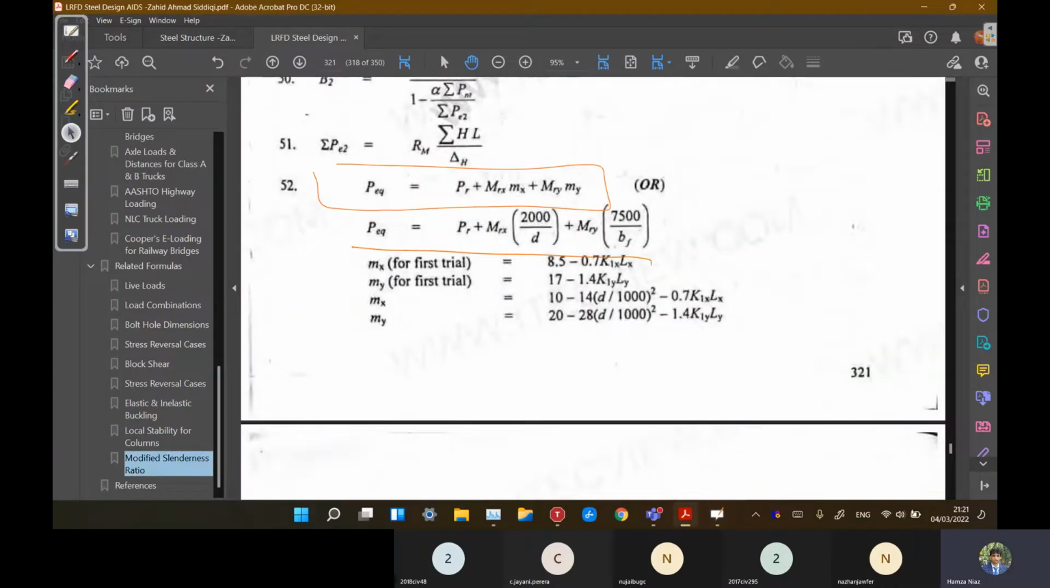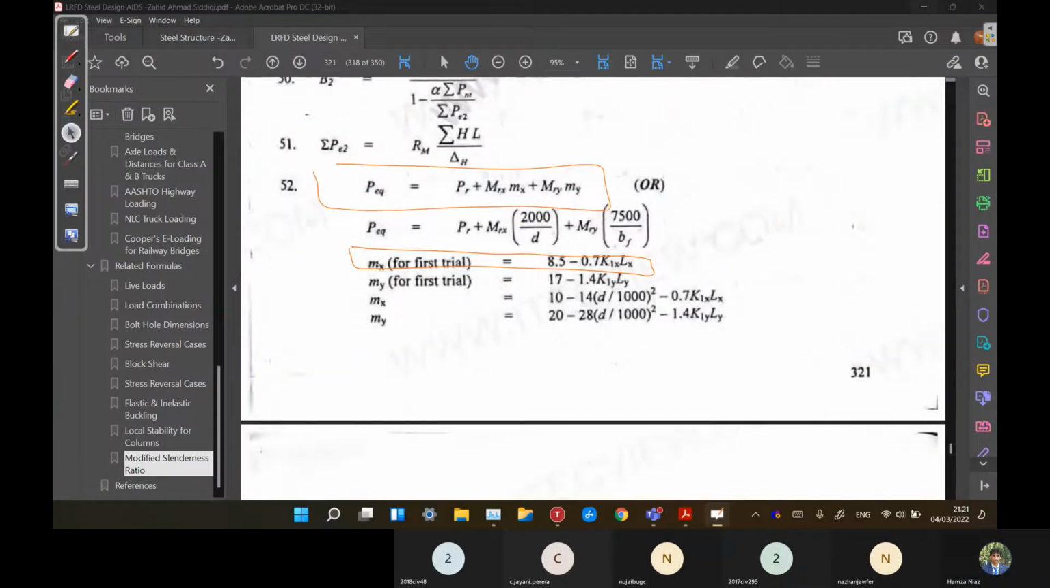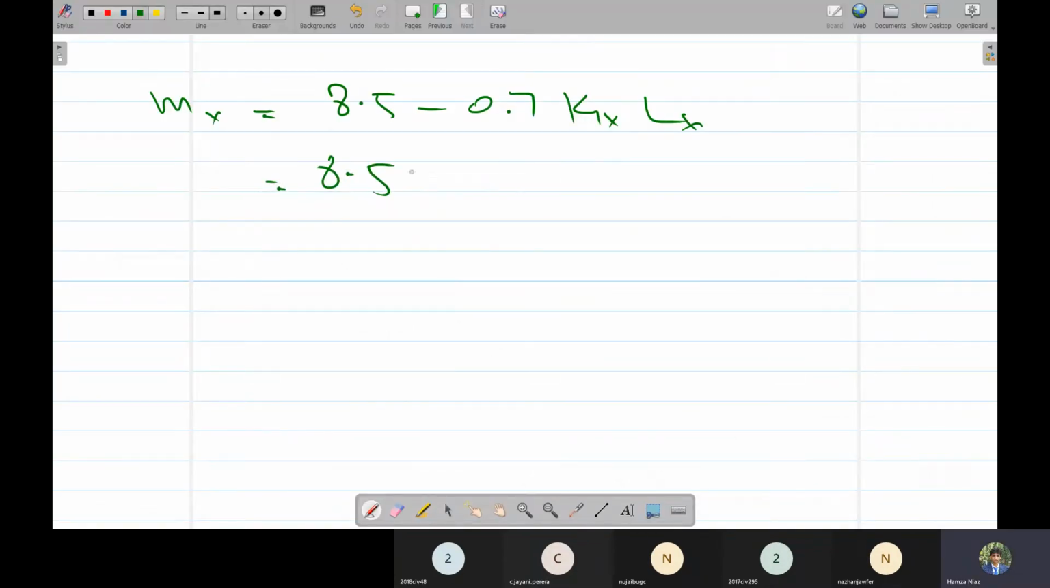For MX, these formulas are given. For the first trial, MX is equal to 8.5 minus 0.7 K1x Lx. We are doing the first trial, so we'll use these formulas first. We know K1 was 1 and Lx was 6 meters. So we can calculate MX like this. It comes to about 4.2 or 4.3. So this is our MX.